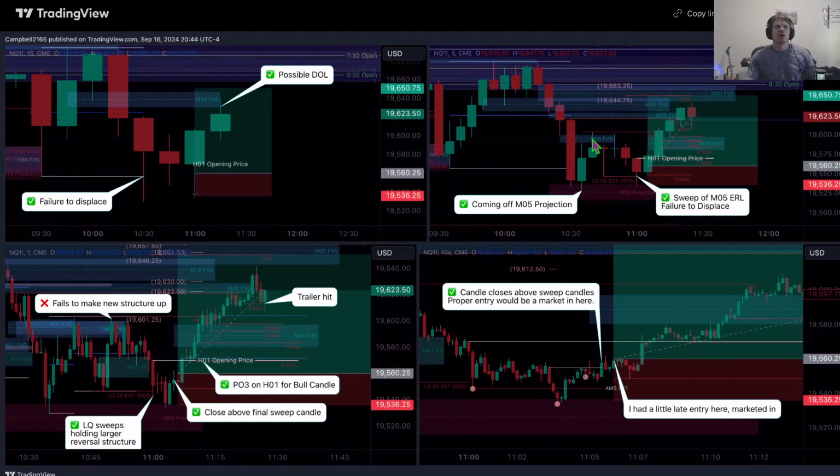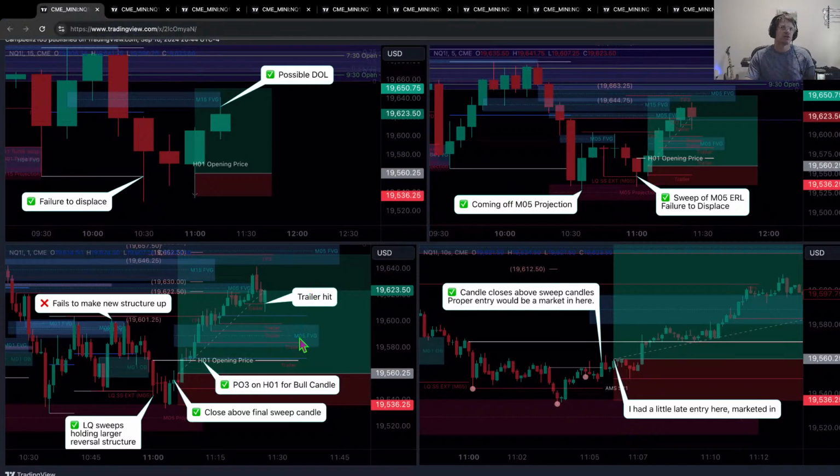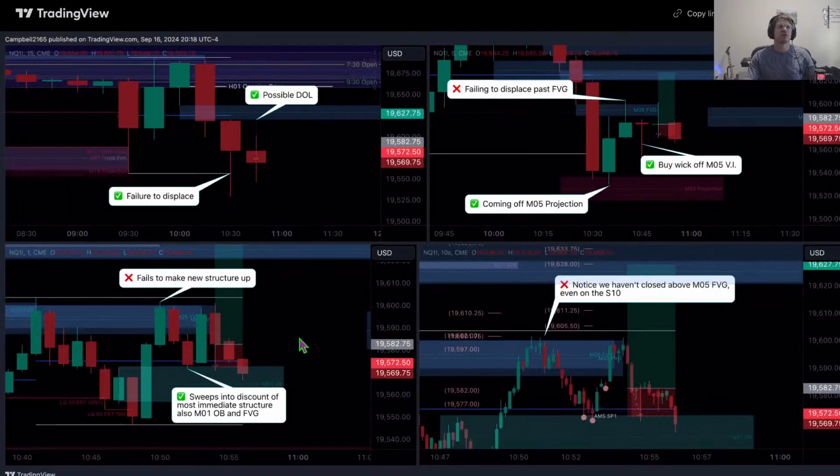So keeping that high time frame in mind, you know, if we're failing to displace through or even close past the consequent encroachment of the fair value gap, chances are it's going to come back for liquidity. Now, it did come back for this volume imbalance, but then it failed again, right? And so wait, patience, wait for this liquidity to get swept, and then go. Just learning effectively the things to look out for.